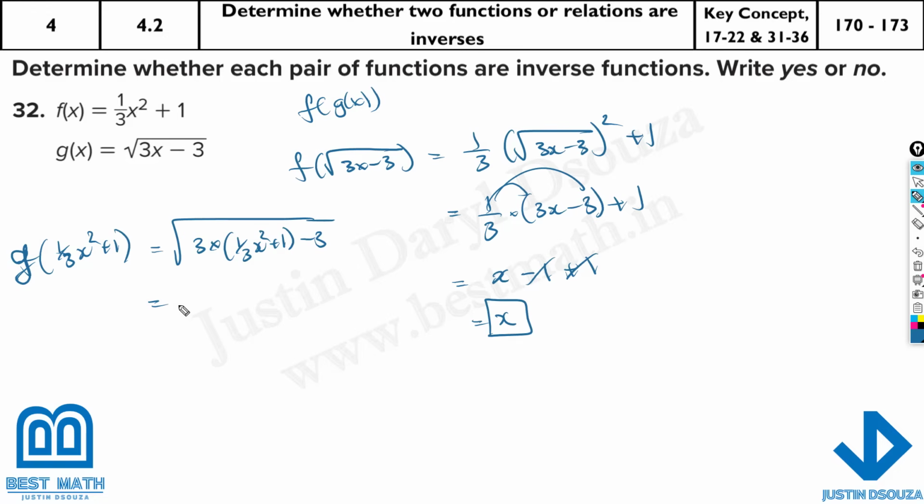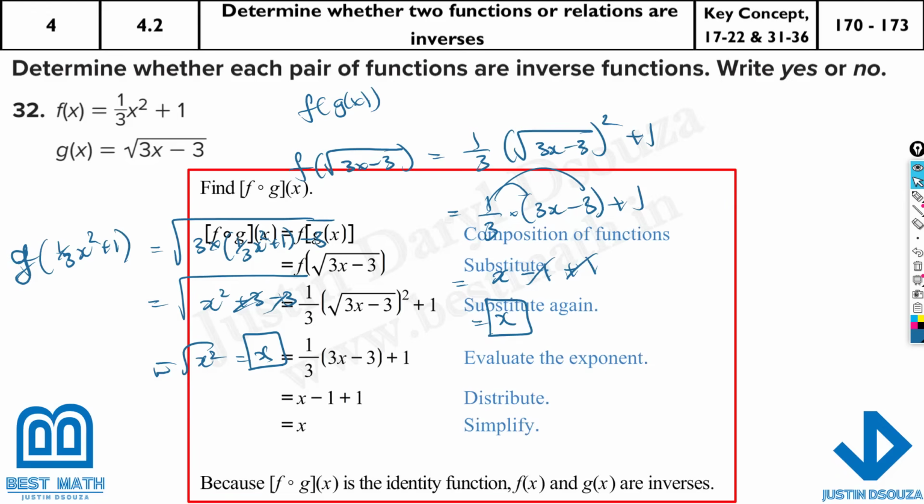So when we multiply here, it's going to be x squared plus 3 minus 3, because you're multiplying 3 to 1/3, it's going to be x squared only. Then 3 times 1 is 3, minus 3 remains. This cancels off. Square root of x squared is equal to x. So yes, that is inverse. Now they're telling us, because it's an identity function, they both are inverse.